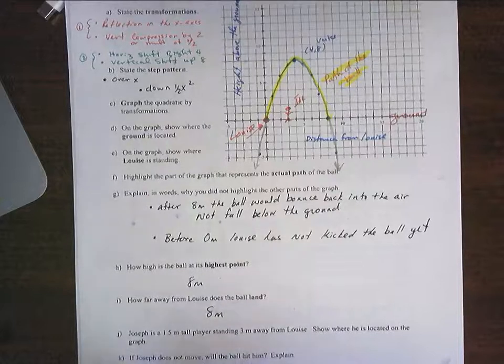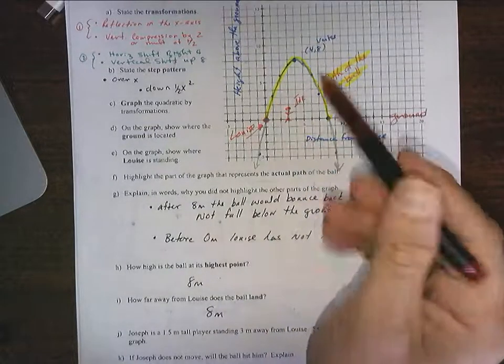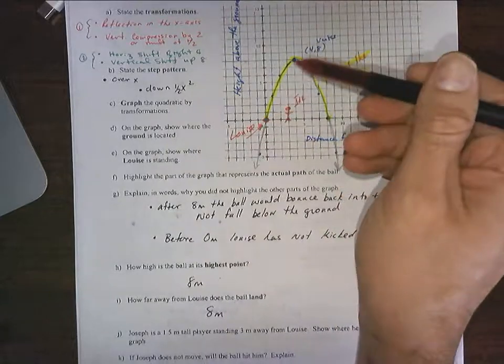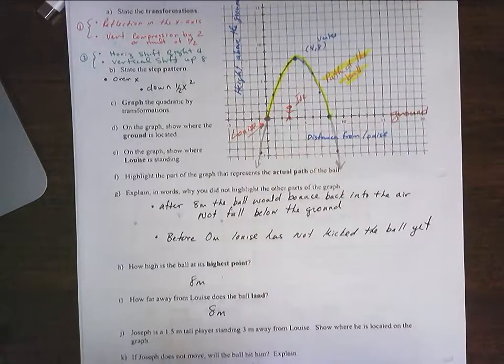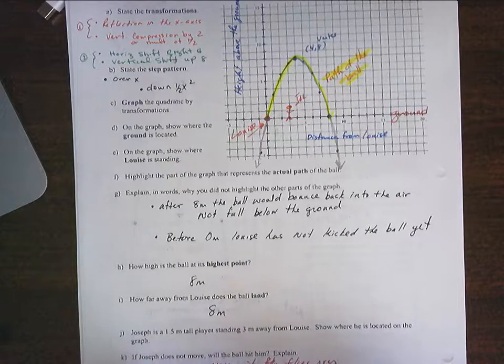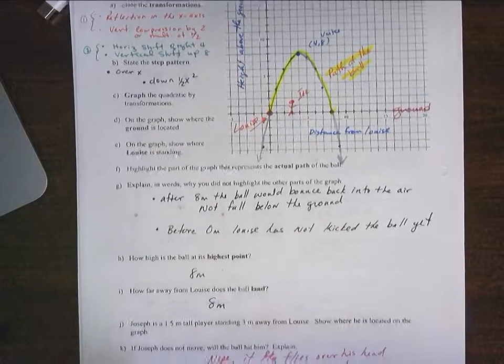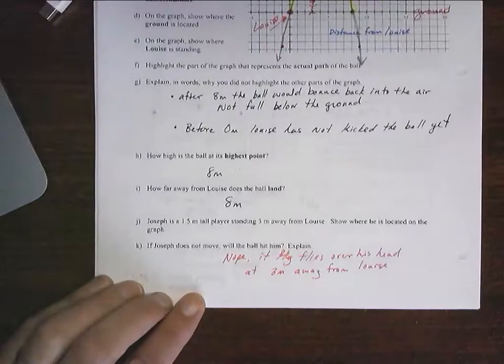All right. So if Joe stands there, is he going to be able to touch this ball if he doesn't do anything? Nope. It's going way over his head. So if Joseph does not move, will the ball hit him? Nope. Why not? It flies with the greatest of ease. It flies over his head at 3 meters away from Louise. And I'm going to stop there, and we'll do the last little bit in just a moment.